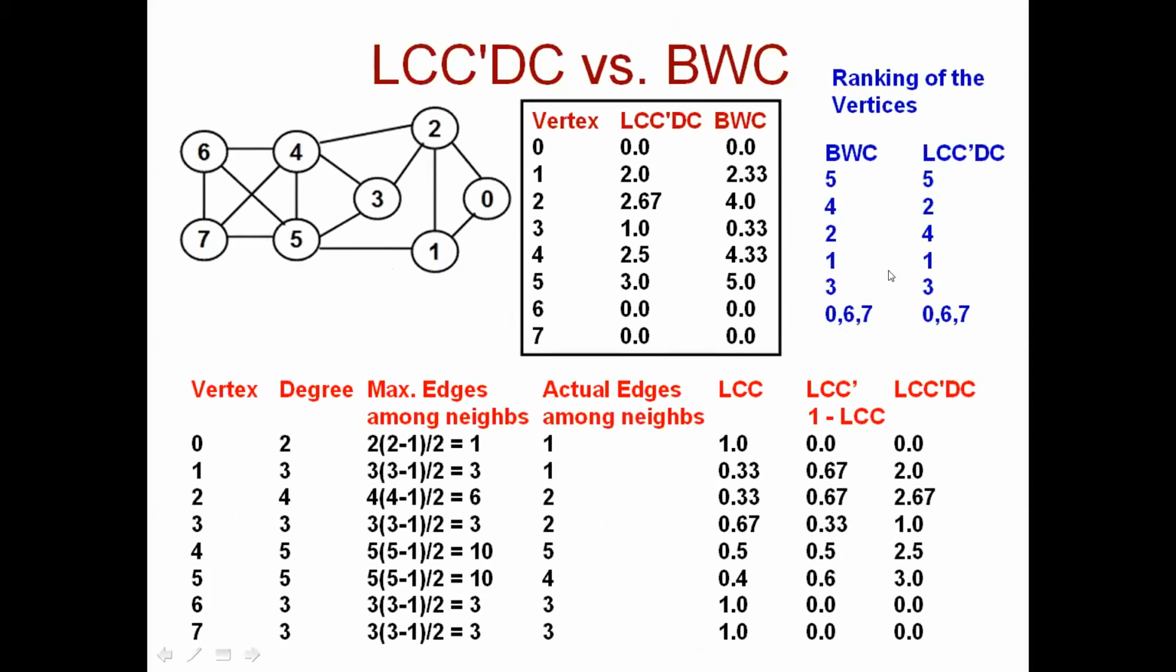So this is again a motivation for us. If you have an application where you want to just rank the vertices based on betweenness, we don't need to really spend time to compute the actual betweenness values of the vertices and then rank them. We can just compute the LCC prime DC values of the vertices and then rank them. And such a ranking of the vertices is going to be closer to the ranking of the vertices based on betweenness centrality.